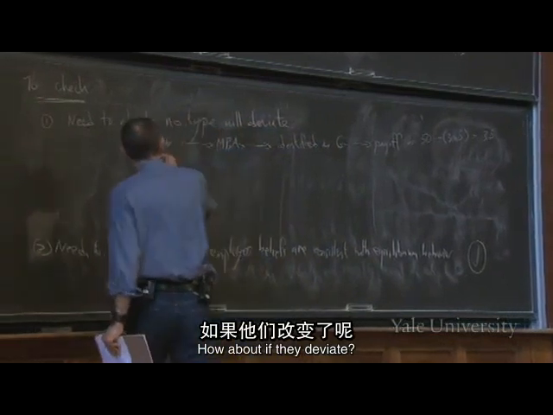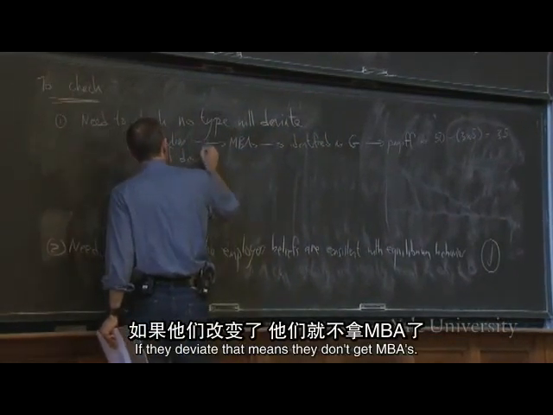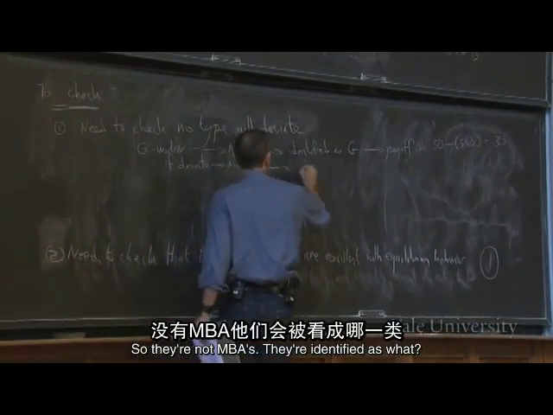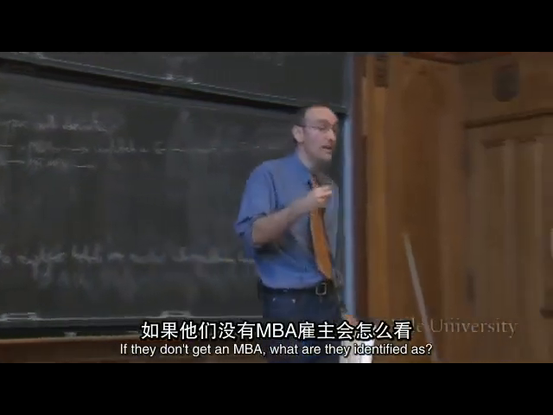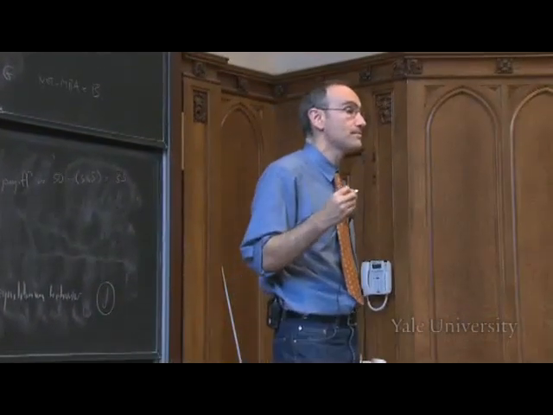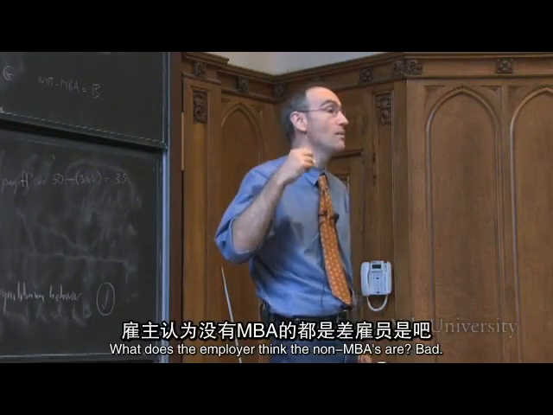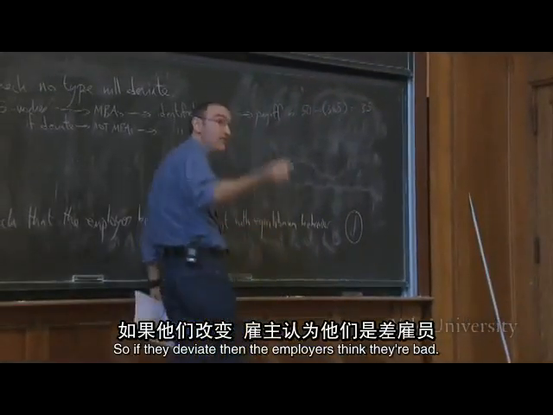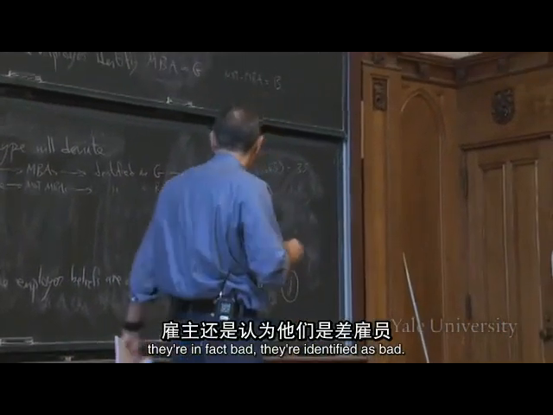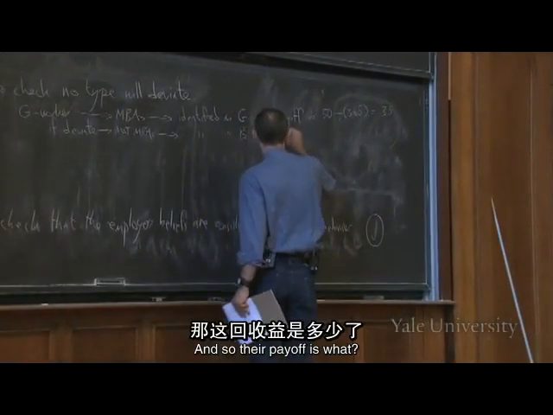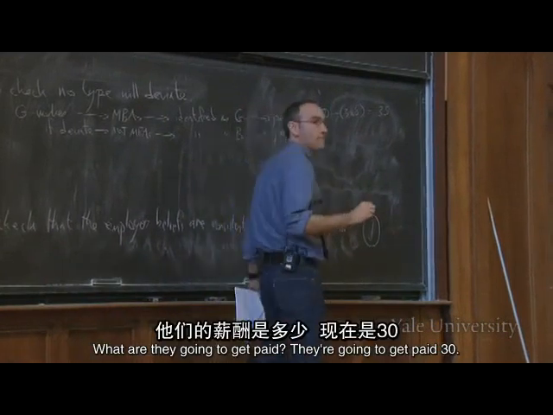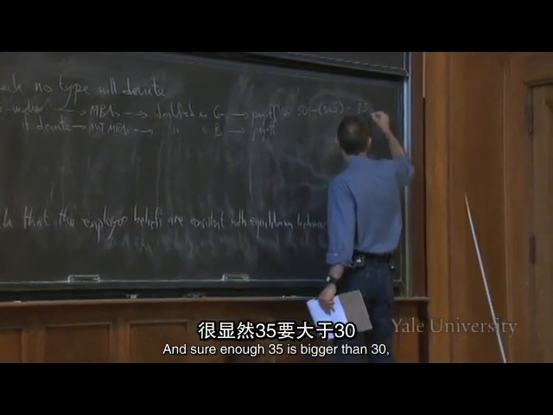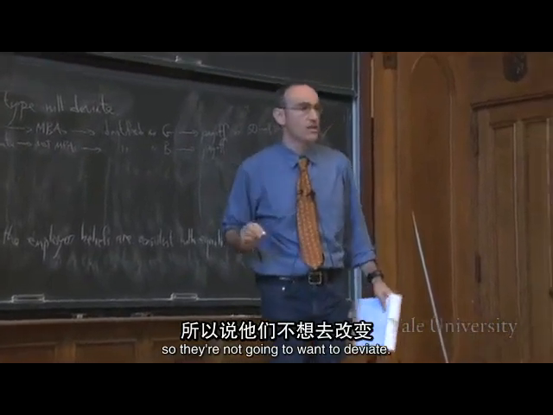How about if they deviate? If they deviate, that means they don't get MBAs, so they're not MBAs. If they don't get an MBA, what are they identified as? What does the employer think the non-MBAs are? Bad. So if they deviate, then the employers think they're bad, even if they dance on the table and say they're good. They're in fact bad. They're identified as bad. And so their payoff is what? What are they going to get paid? They're going to get paid 30. And sure enough, 35 is bigger than 30, so they're not going to want to deviate.